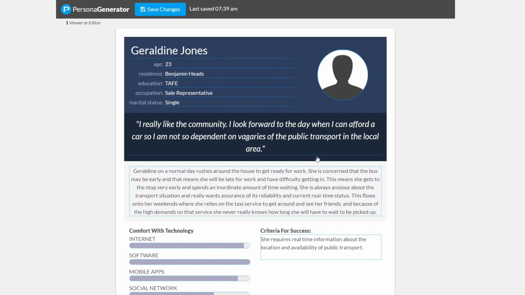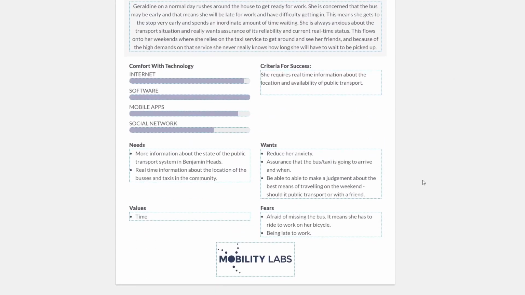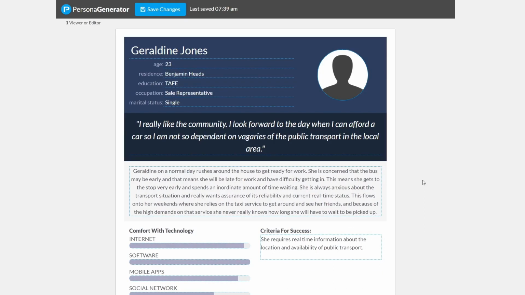Now, the only thing lacking in this persona is some type of photo of Geraldine, but I don't have one. So I could just get some type of picture or avatar off the internet and substitute that in for the sake of an assignment. And now all I would need to do is take this persona, extract it from this website, and paste it into my presentation or documentation.